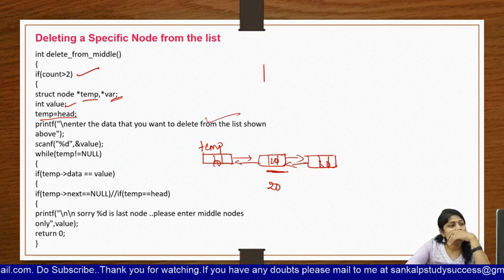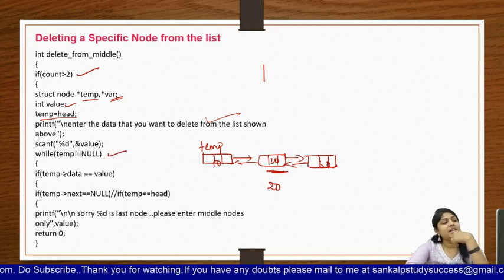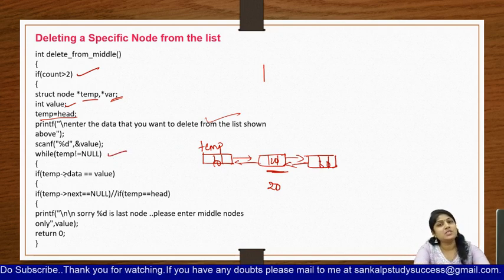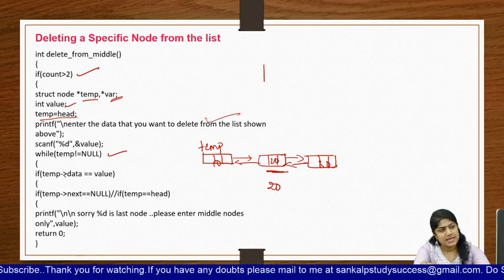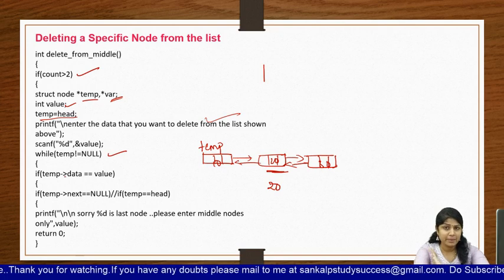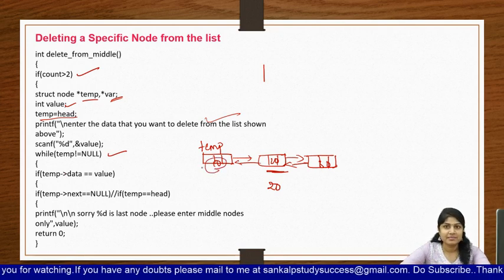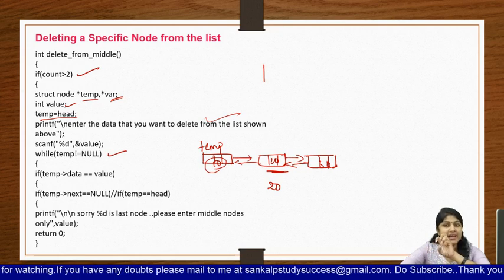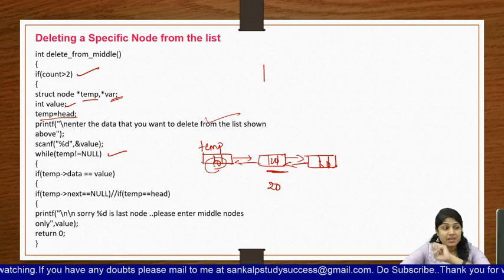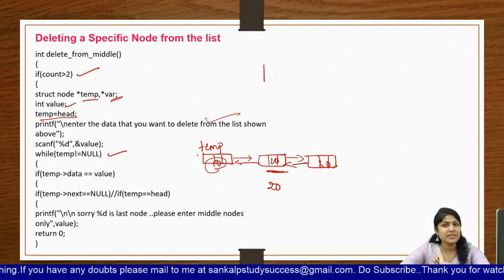Fine. So while condition is what? Temp is not equal to null. Is temp is not equal to null or equal to null? Temp equal to null? No, right? Temp is not equal to null. Temp lo some data is there, right? Some data is there. That means list is not empty.